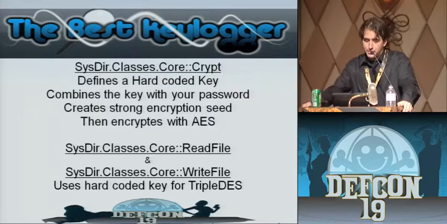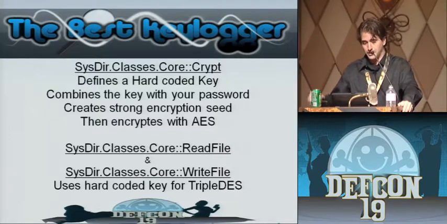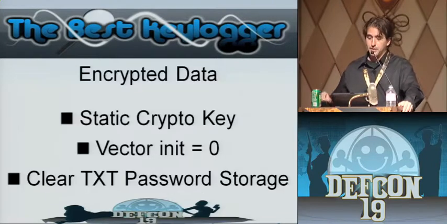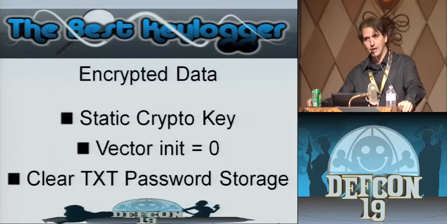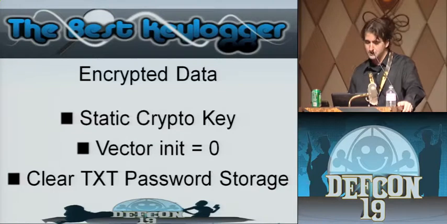So one of their classes, when you type in keys, it's encrypted. It uses a hard-coded key, combines this with your password. It then does AES. And there's another one where when it writes out, it uses triple DES, a bunch of hard crypto. However, in some of it, like the triple DES, it only uses a hard-coded key, it uses zeroed vectors, and it stores your password in the plain. So it might be easy to decode, right?